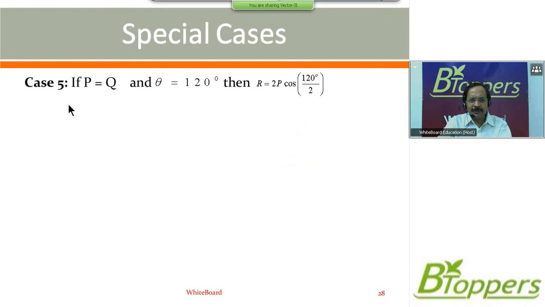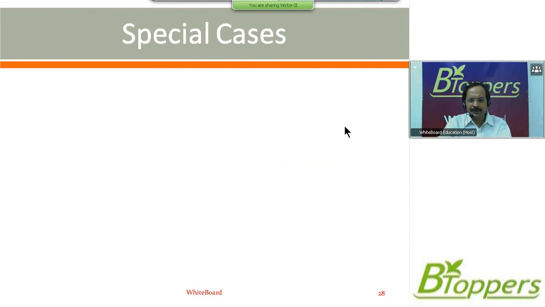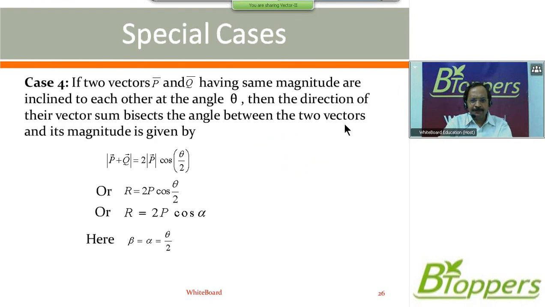Then next, look at the case 5. If two vectors P bar and Q bar have same magnitude and theta is 120 degrees, that means the two vectors are inclined to each other at an angle of 120 degrees. Then using the result of previous case 4, R equal to 2P cos theta by 2. The previous result, I have given R equal to 2P cos theta by 2. Same result we are going to use here.